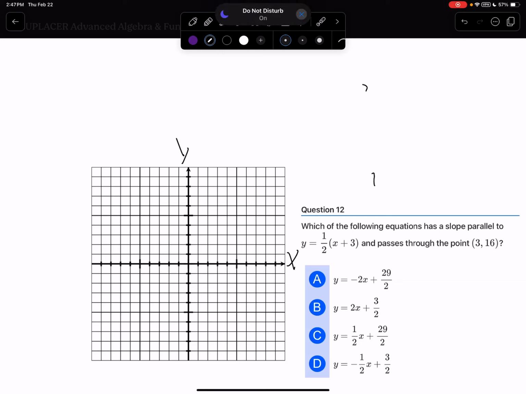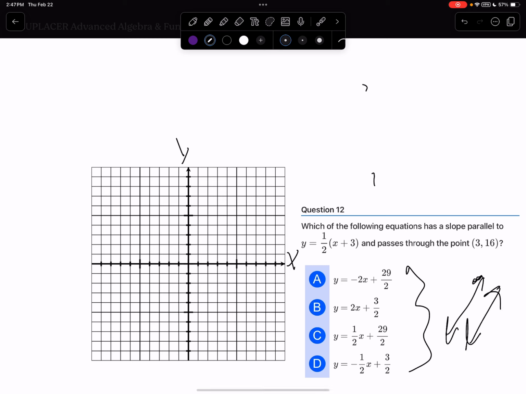Finally, something kind of easy. So when you look at this, they ask which one of these is going up or down exactly the same, like parallel, would be going up or down exactly the same amount as the one they give you here in the question. Well, let's put it into the regular form.